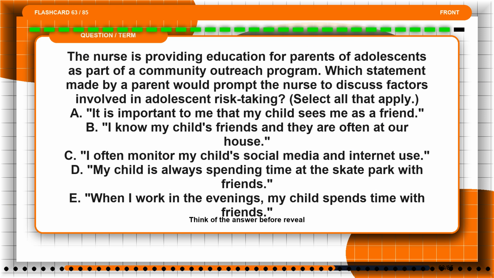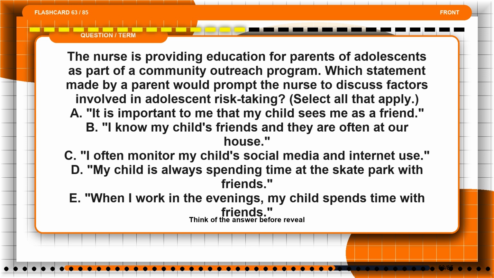Flashcard 63. The nurse is providing education for parents of adolescents as part of a community outreach program. Which statement made by a parent would prompt the nurse to discuss factors involved in adolescent risk-taking? Select all that apply. A. It is important to me that my child sees me as a friend.